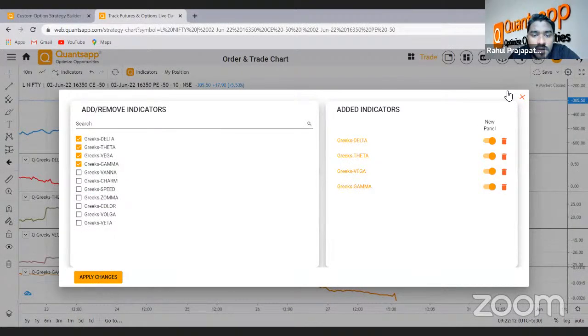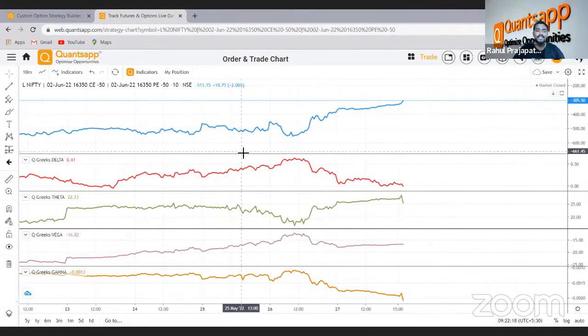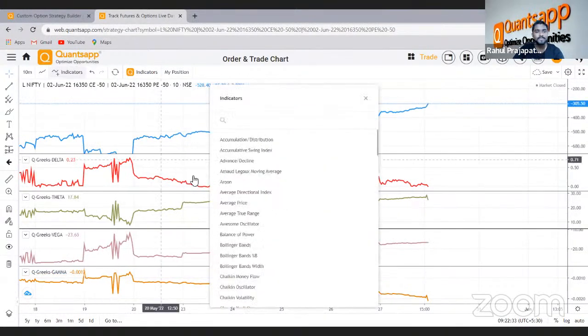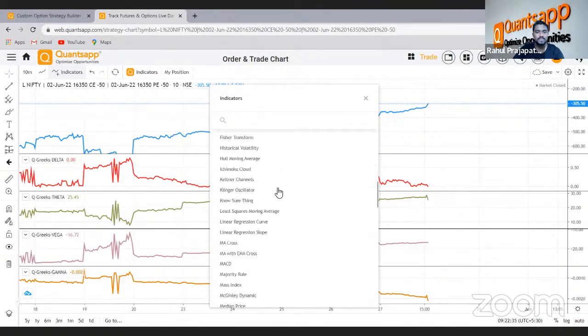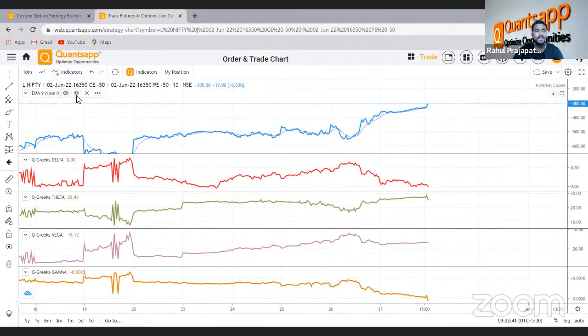Can you plot open interest? Yes, open interest can also be plotted, but not on the strategy chart, because the strategy chart is a combination. So on this you will not get the OI chart, but specifically on a single chart of any particular call option or put option, you can plot that. I'll show you that also, but you can do this. Simply you put that.